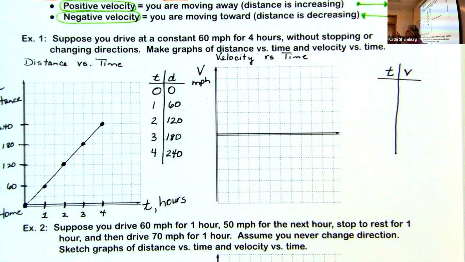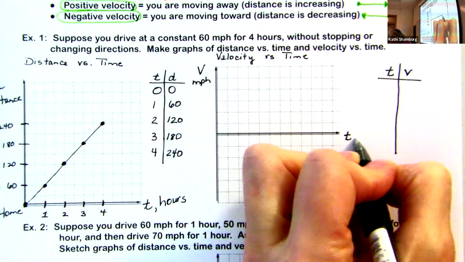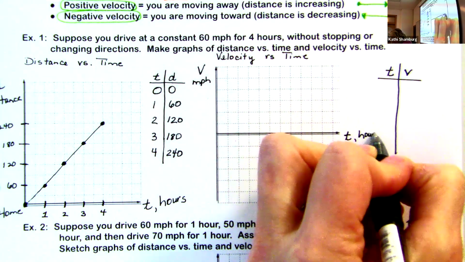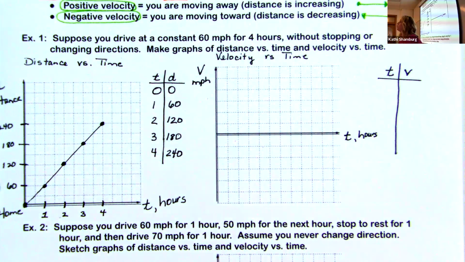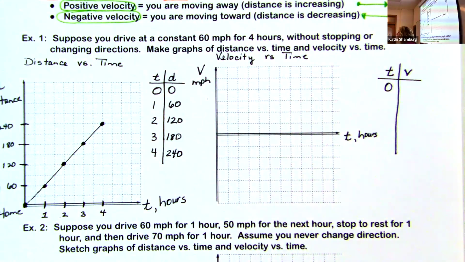So it deals with not only my speed, but also am I driving away from home or towards home? And then my x-axis is still t, which is hours. Okay, so now we're not talking about distance. We're not talking about how far away from home. We're only talking about the speed of my vehicle. So when I first get in the car, how fast is my car going?